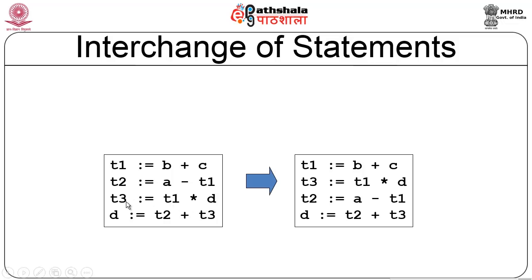Between these two statements, the value of T1 is not going to change. So, what I can do is compute T1 into D first, because after this computation T1 will be in a register. So, when T1 is in a register, I can reuse the register directly here to compute T1 into D first, and then I can use the register content itself to do A minus T1.